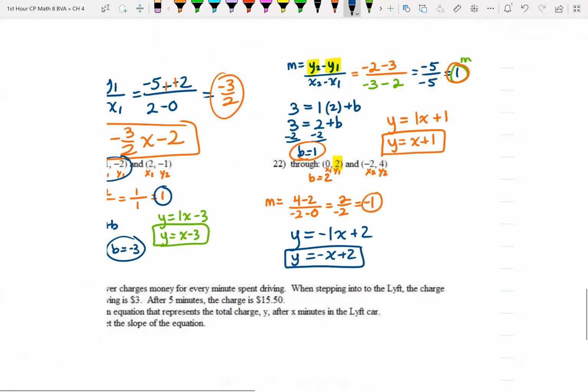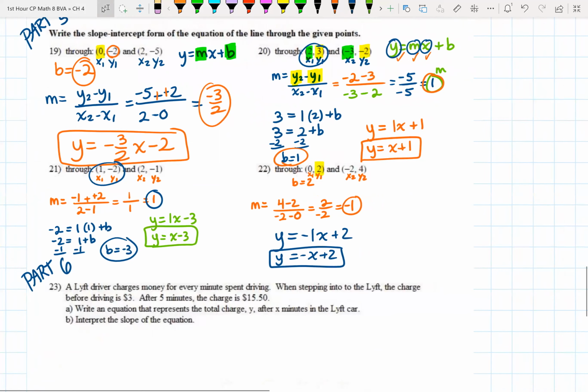Great job. There's your 4 equations. Next up are 2-story problems, and then we're done.